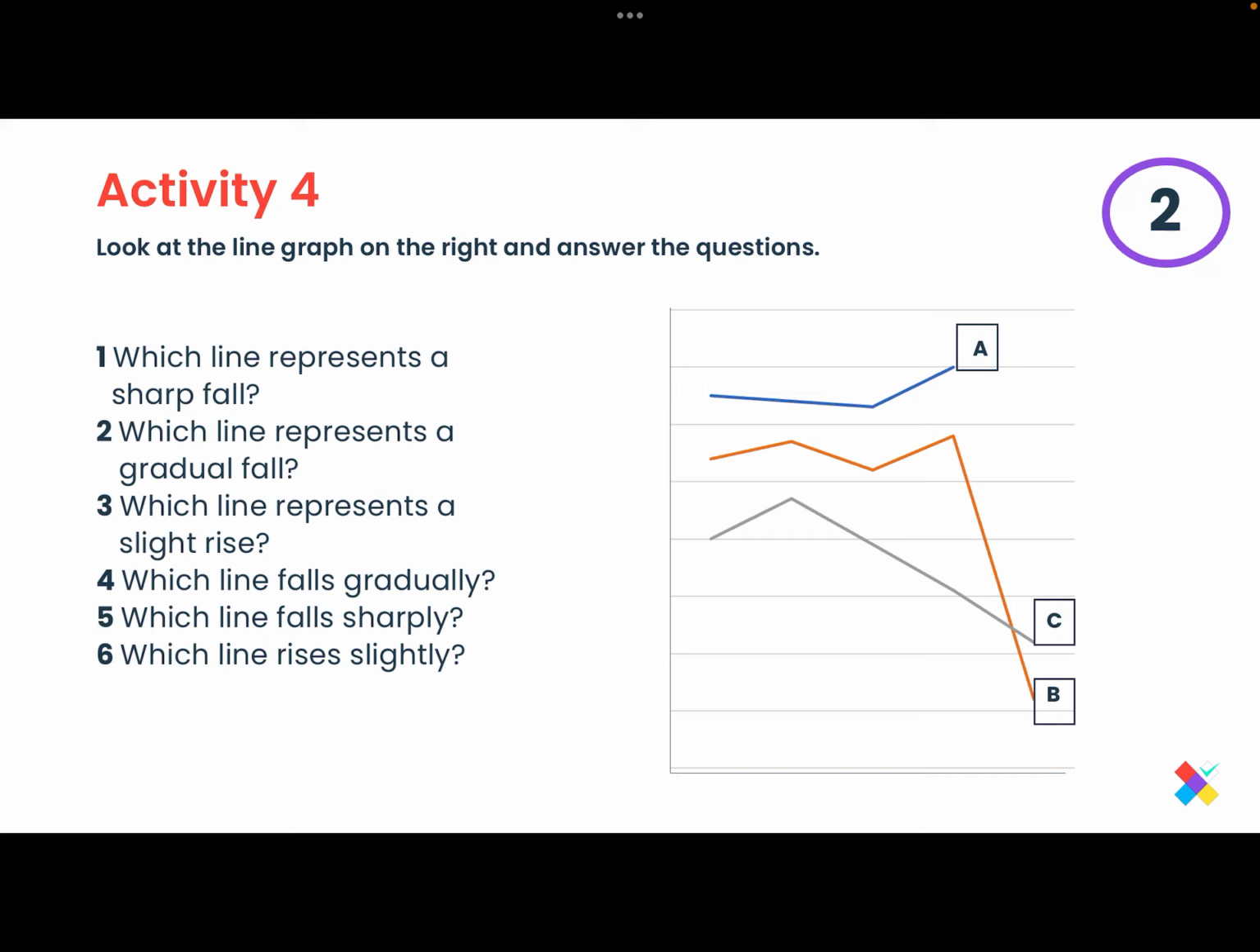Okay, moving on, we have another line graph, a different one, and this time you've got 2 minutes to look at the line graph and answer questions 1 to 6. You've got 2 minutes to do this one, and there's a catch, but I'm going to tell you about it after you finish the activity. Okay? All right, 2 minutes.